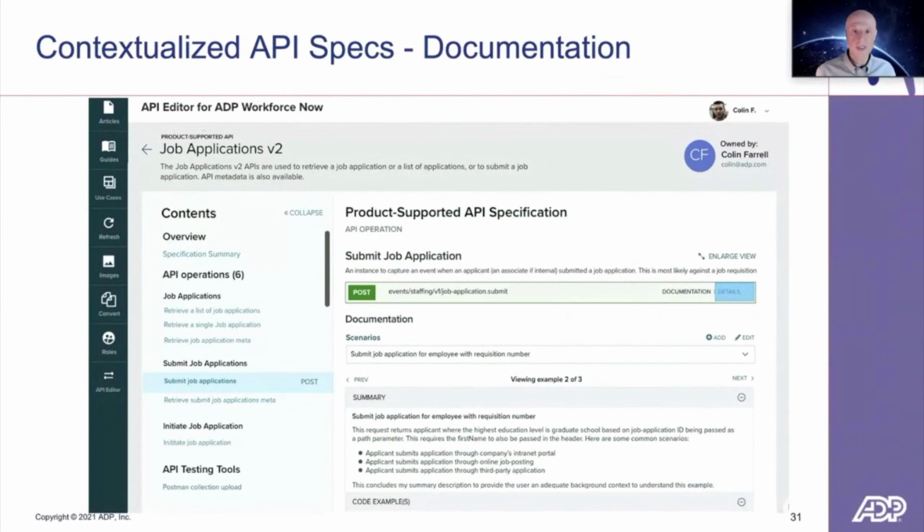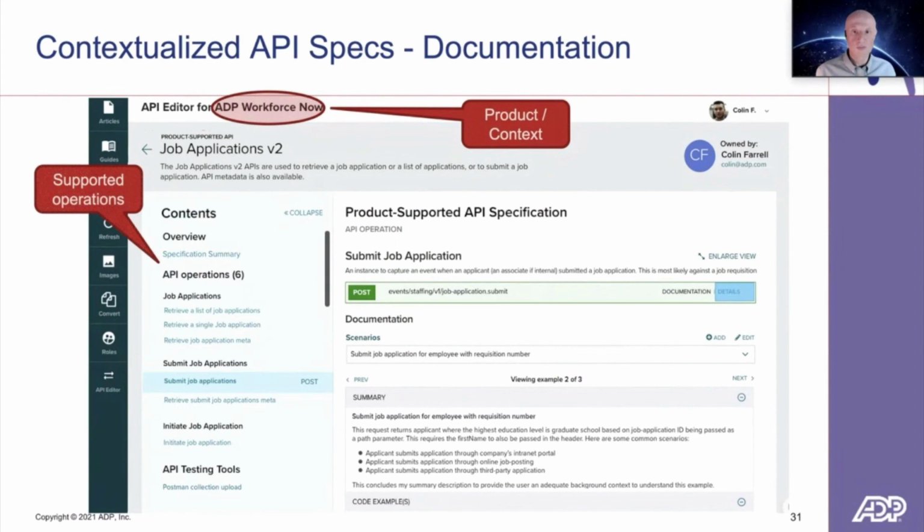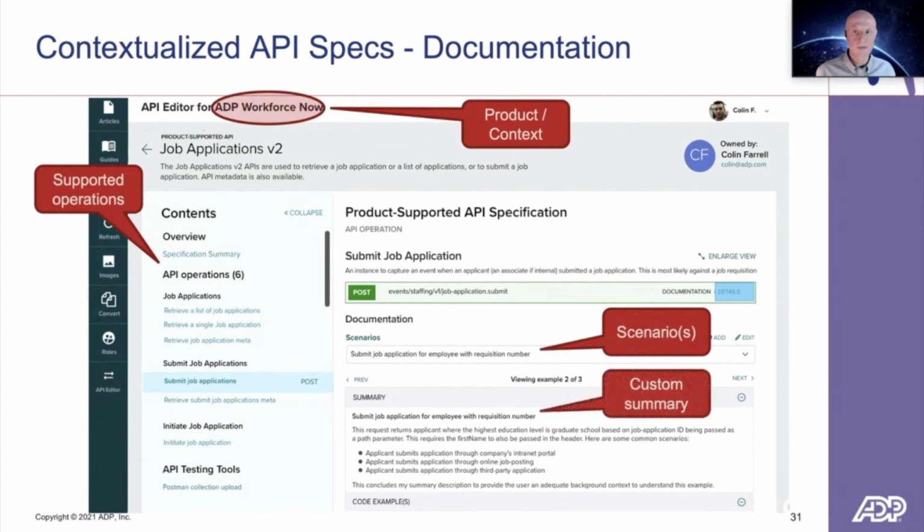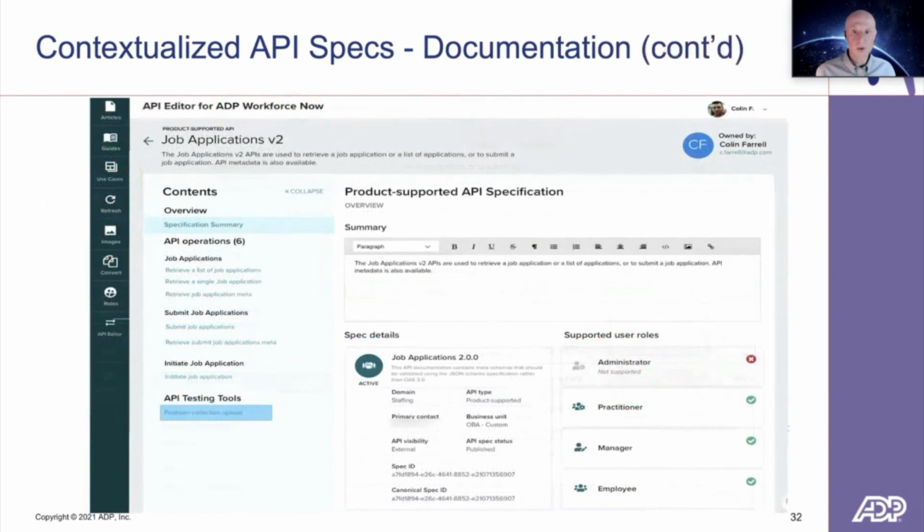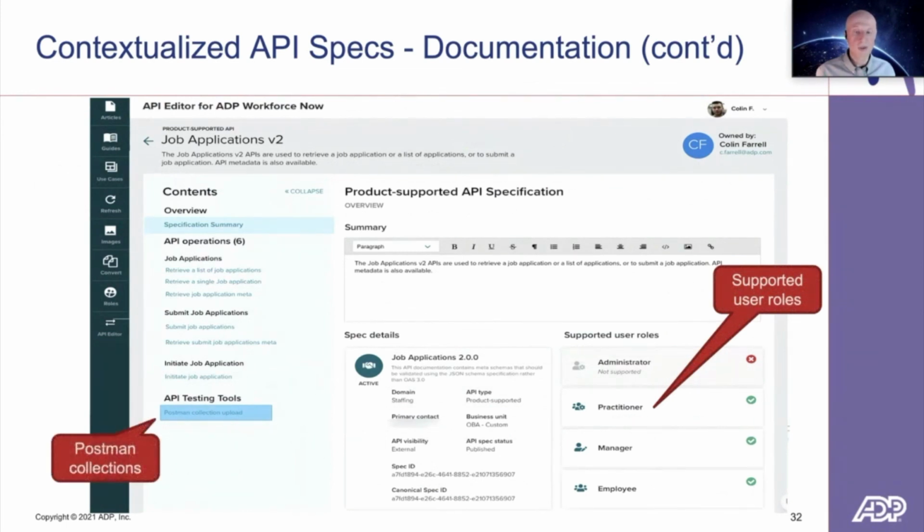And finally, here's an example of the customized or contextualized API specifications where we can see product or context, supported operations, currently defined scenarios, and custom summary. Going further, we can also see supported user roles, and assuming this is targeted to developers and or business analysts, the link to Postman collections to be able to test the API.